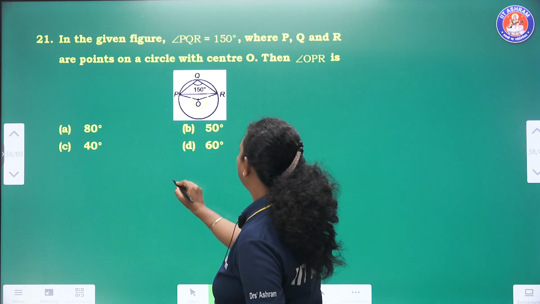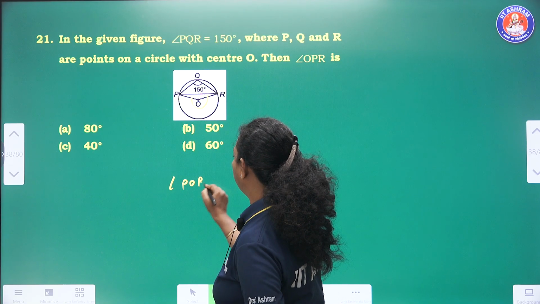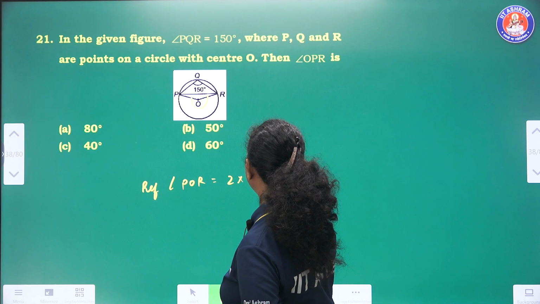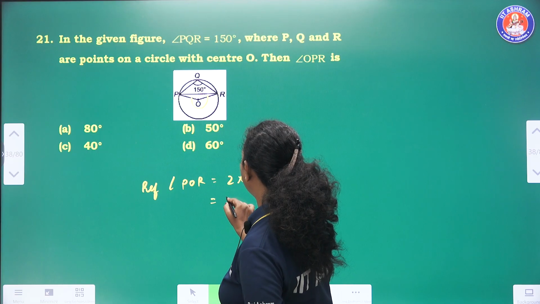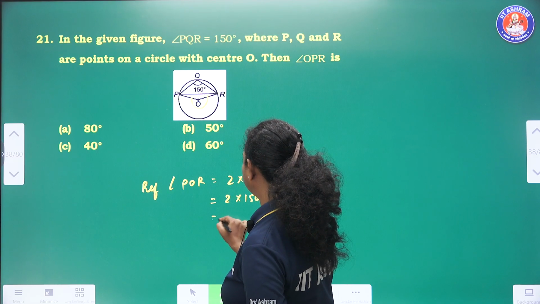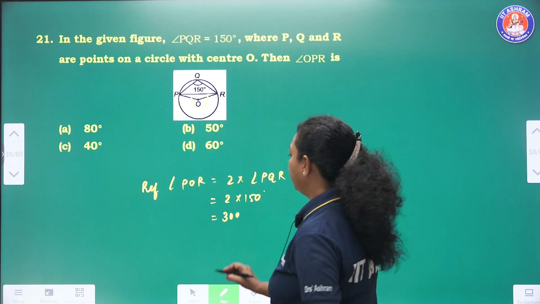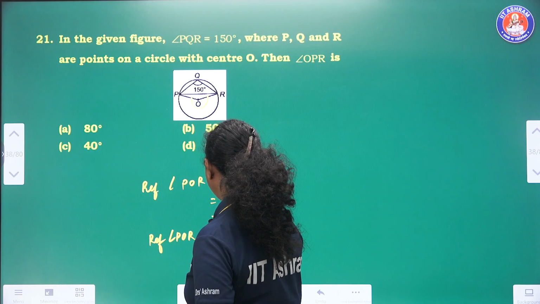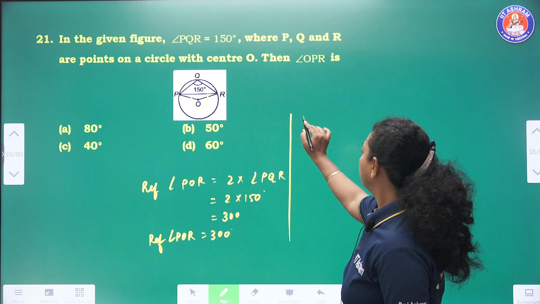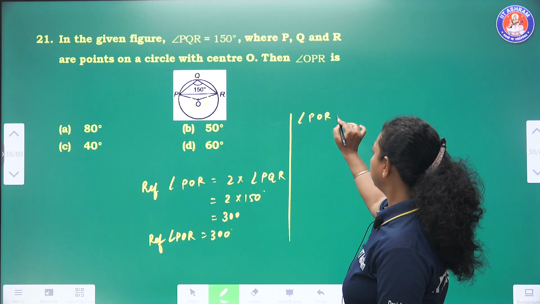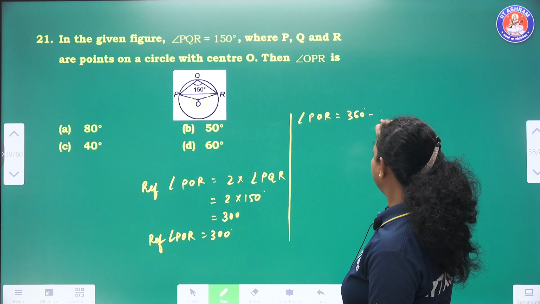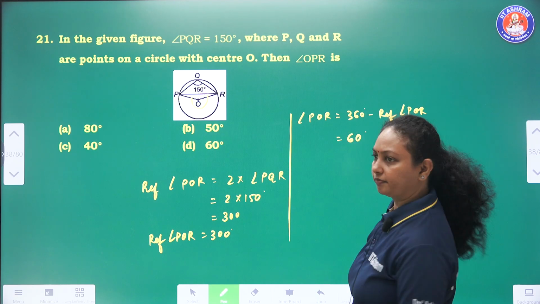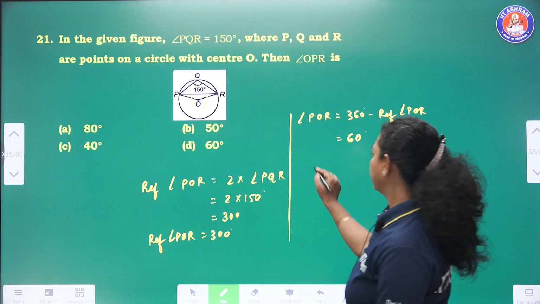So reflex of angle POR is equal to double of angle PQR. So reflex of angle POR is 2 into 150 degree, that is equal to 300 degree. So angle POR is equal to 360 degree minus reflex of angle POR, which is equal to 60 degree. So here the angle POR is 60.